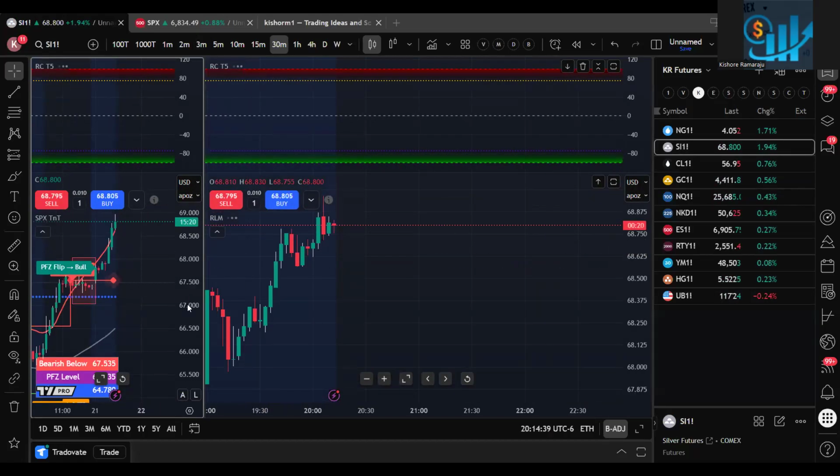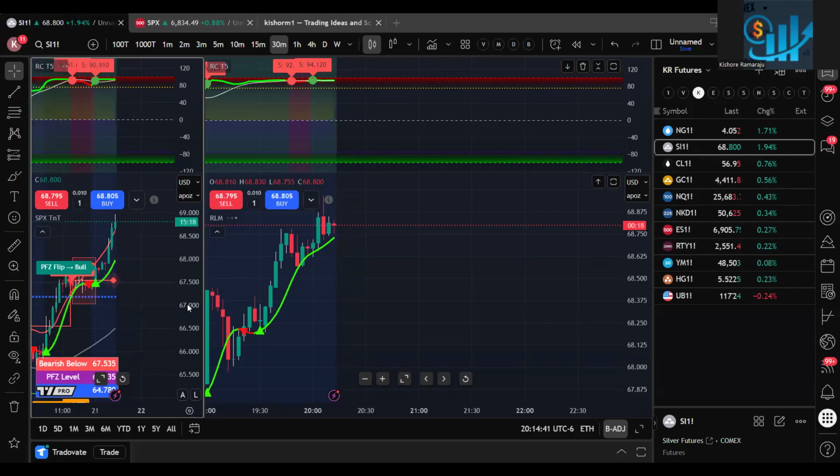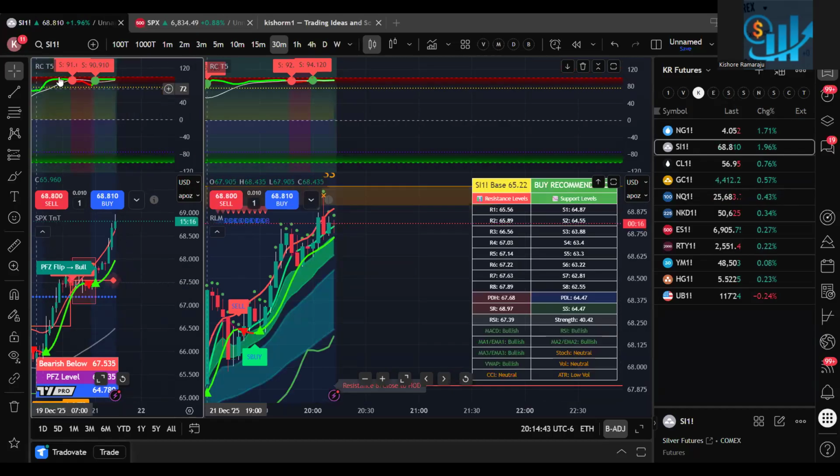So again, silver 30 minutes is bullish. Same thing, it is telling us only if silver drops below 67.5, look at the sell opportunity. And it is only bearish when it drops below all those. So there is a strong support here. If price is above that, that means the trend is bullish. Only when it breaks 67.5 does the trend become bearish.